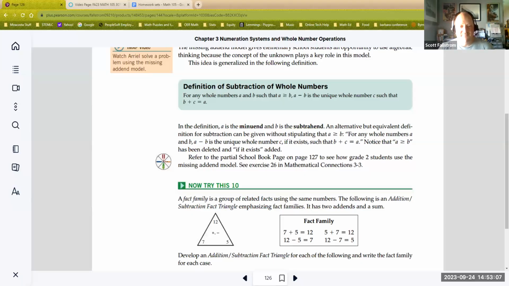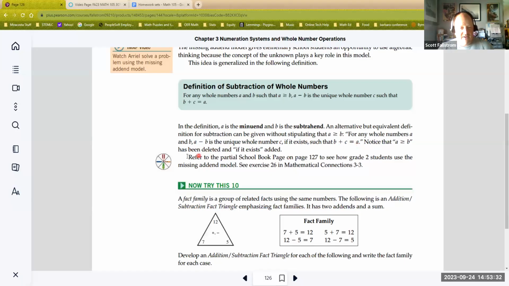understanding the definitions. And you'll take a look here. An alternative but equally effective definition for subtraction begins by stipulating that for any whole numbers a and b, a minus b is the unique whole number c, if it exists, such that b plus c equals a.